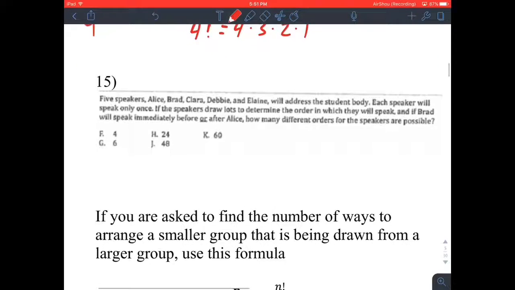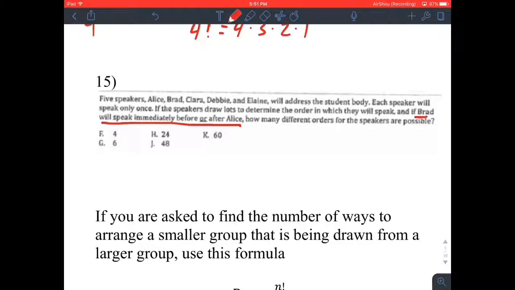Next problem. 5 speakers, Alice, Brad, and the others, are speaking to the student body. Same thing: each speaks once, and they draw lots. And now it says if Brad will speak immediately before or after Alice, how many different orders are possible?